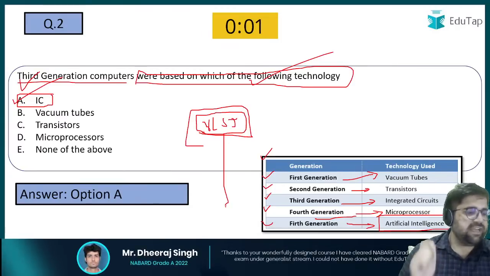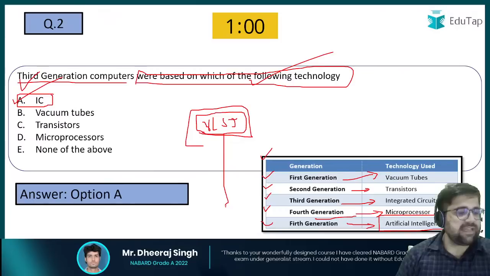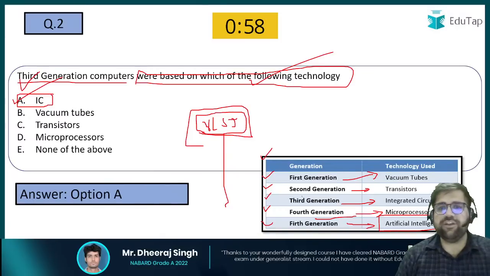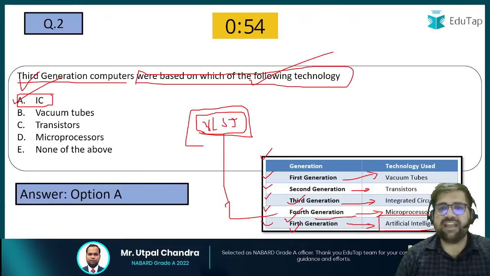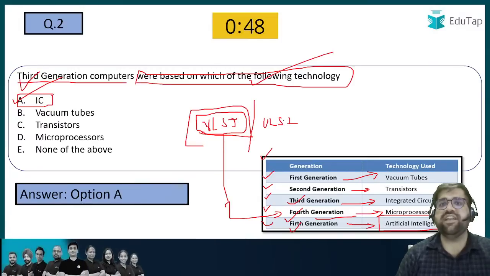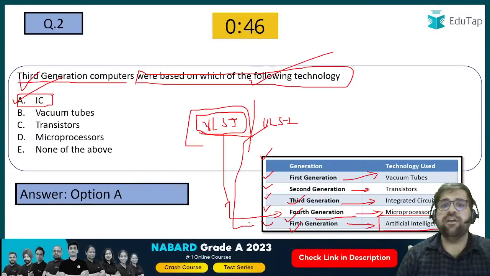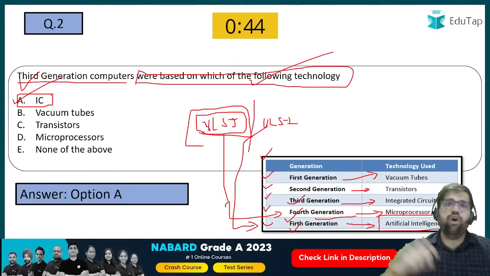They were used in which particular generation? Can someone let me know whether they were used in third generation, fourth generation or fifth generation? Yes, VLSI were used in your fourth generation. Unlike VLSI, there is also a term of ULSI, that is ultra large scale integration. They were used in the fifth generation.